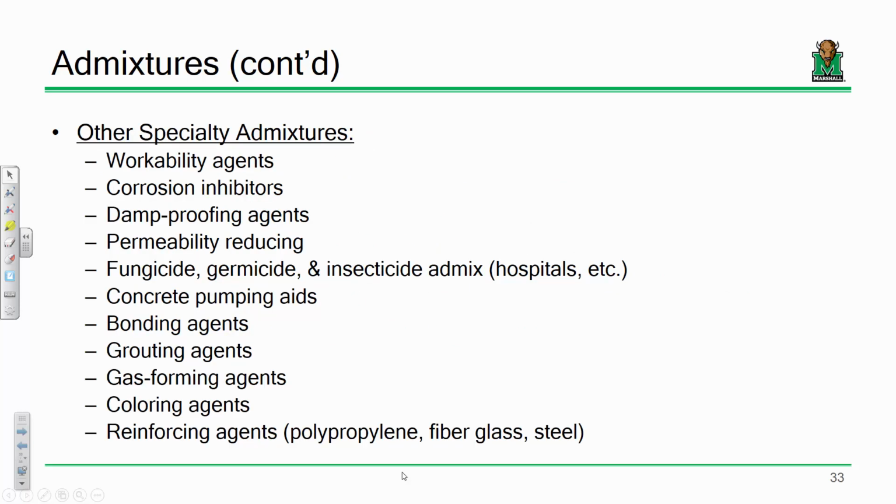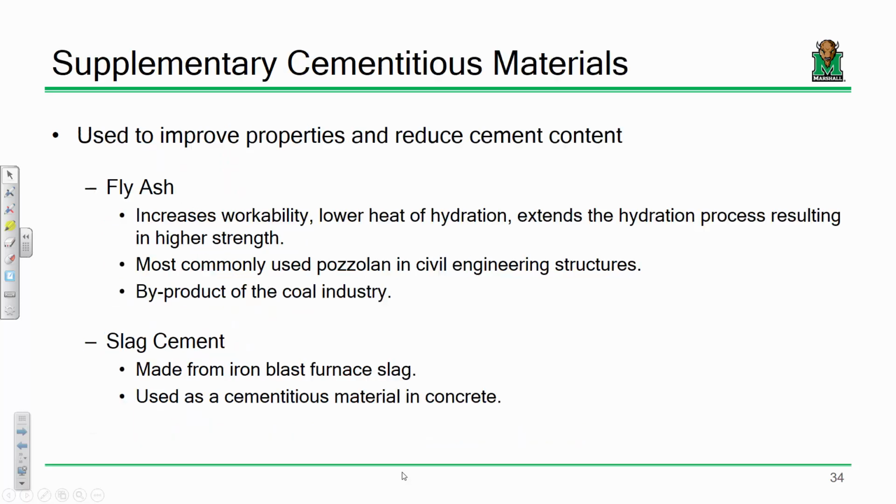Okay. Again, there are a whole host of different admixtures for all sorts of different applications, trying to improve permeability, insecticide admixtures and fungicide admixtures, which would be really important if you were casting floors, let's say in a hospital, to try and control germs and whatnot in a given application. Coloring agents, grouting agents. I'm not going to go through every single one of them. You all can again research that at your leisure.